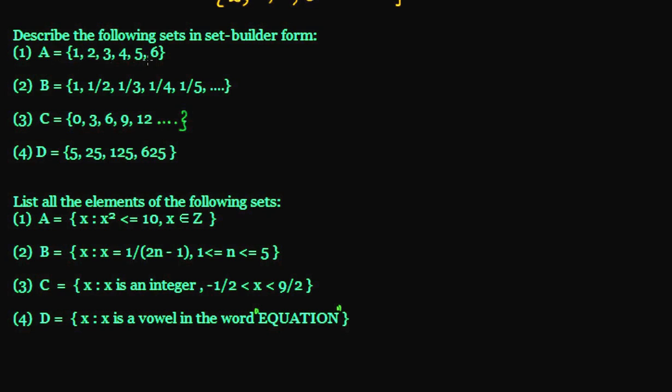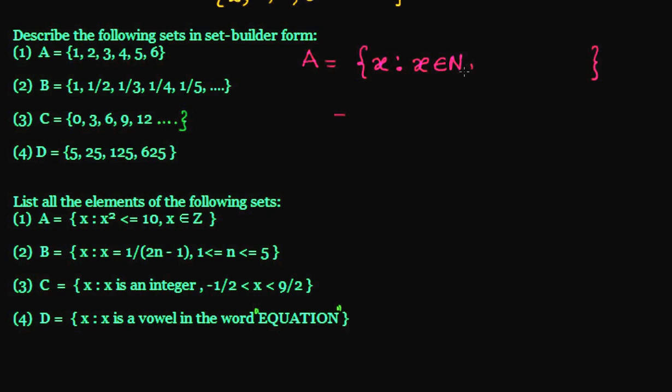A equal to 1, 2, 3, 4, 5, 6. Now I have to write set builder form for that. How will I write? A is equal to, I'll put curly brackets, then I will say x, all the values of x such that, can I say x belongs to N.